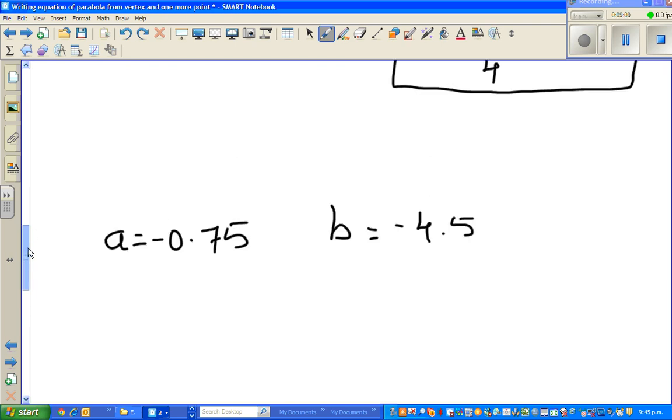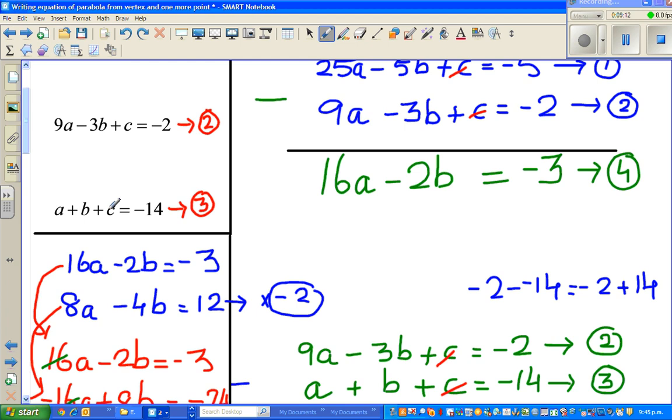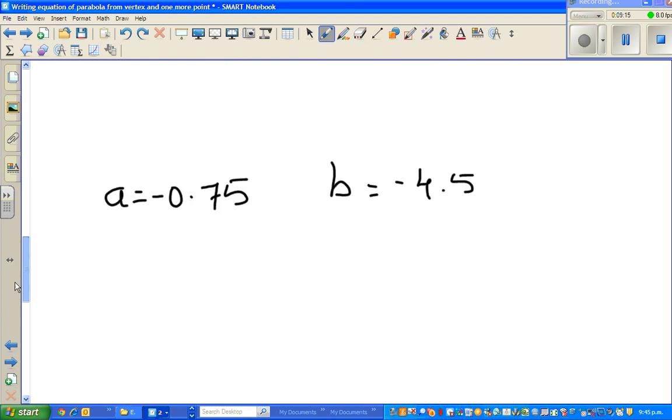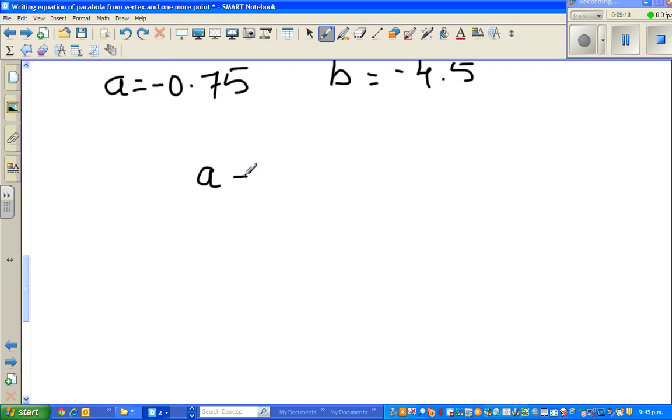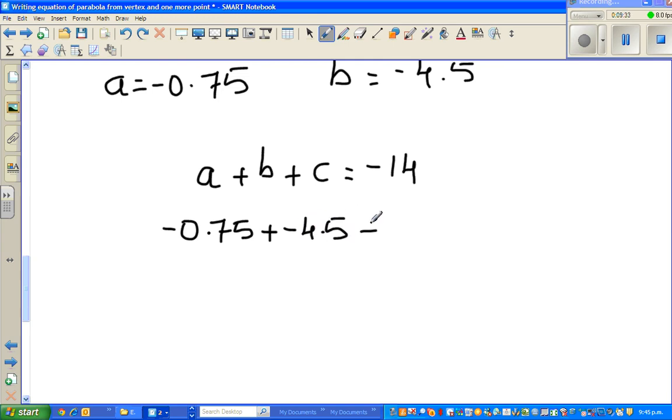So what do we know about A, B, and C? So we know A plus B plus C is negative 14. So let us rewrite that. So we can write A plus B plus C is equal to negative 14. So A is negative 0.75 plus negative 4.5 plus C is equal to negative 14. So this is 5.25 plus C is equal to negative 14.